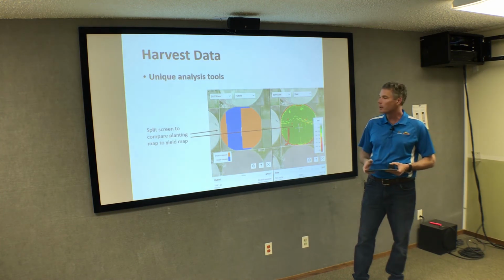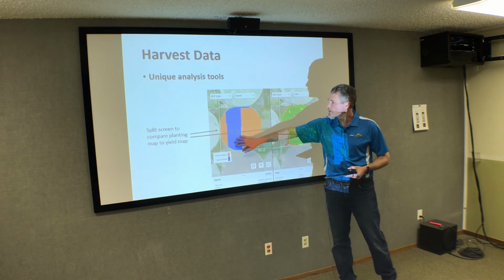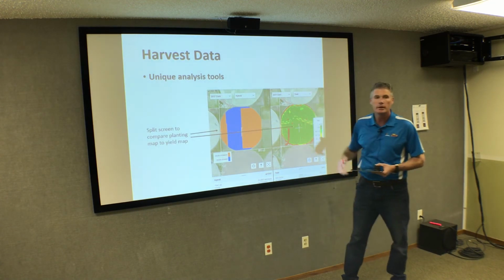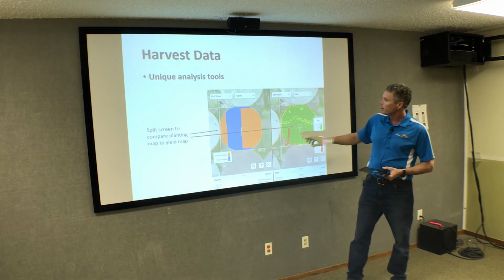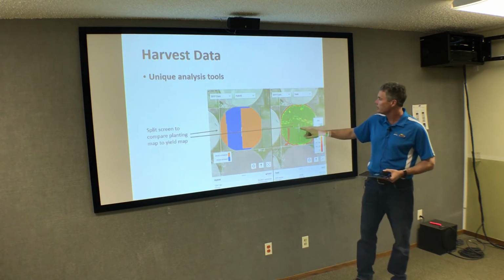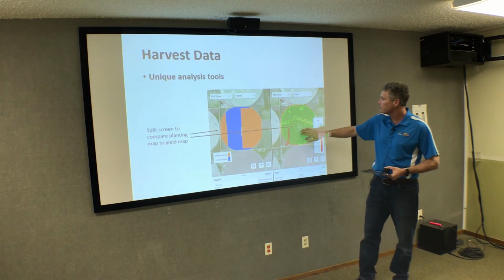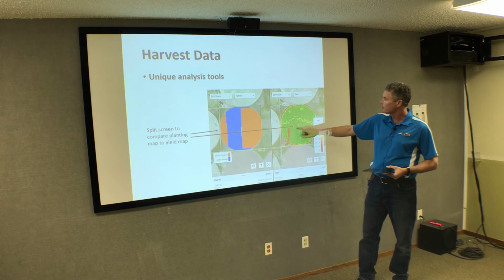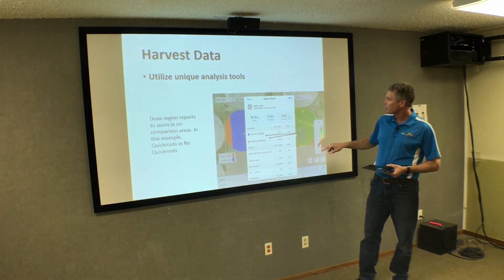You just dump it in the planter box. So the blue area has quick roots. The orange areas do not have quick roots. So same thing, I put the cursor here. I've got a yield map. I got planting map on this side. I got a yield map here. We'll go to the next slide, and I'm going to draw a region report right across this area.